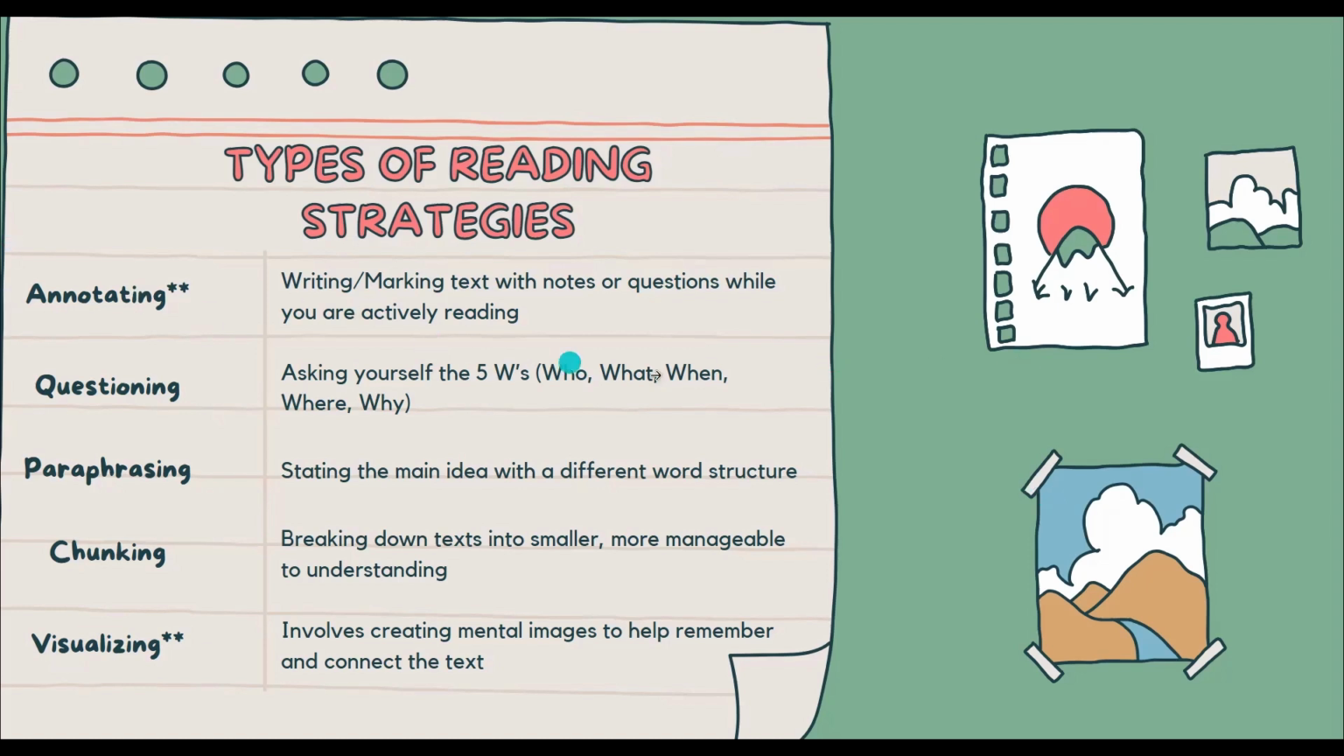One of the reading strategies that I'm pretty sure everyone does is annotating. So you're writing or marking your text with notes or questions while you're reading. I actually have one right here. If you're the type of person that doesn't like writing in their books, especially if it's a rental, use sticky notes. You can definitely use sticky notes to write down your little questions, and you can stick it and even use it as a little bookmark on your book to go back to for a certain page.